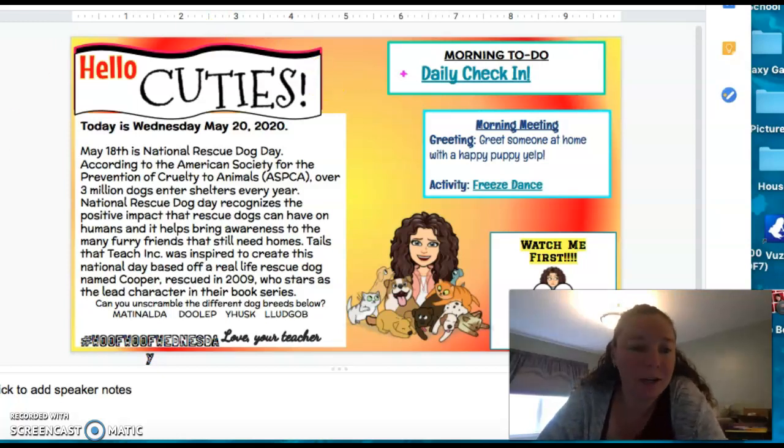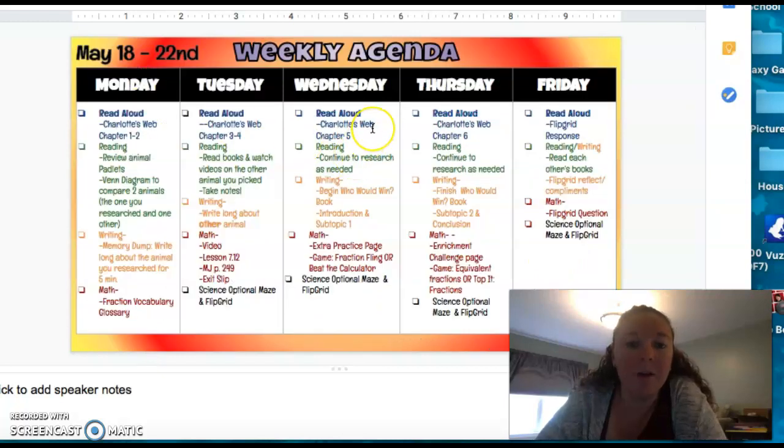Please don't forget to check in. You can also check today's calendar. You'll be reading chapter 5 of Charlotte's Web. You'll be continuing research as needed, and you're going to begin your Who Would Win book today.